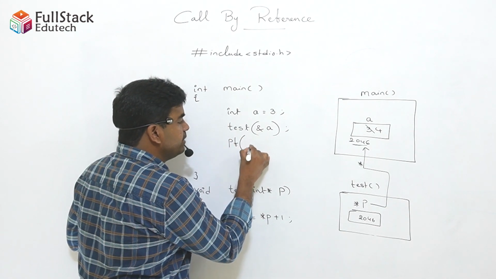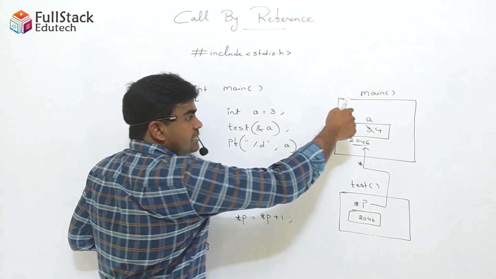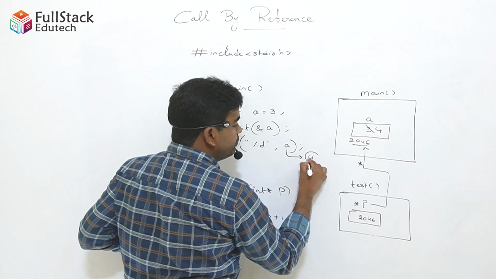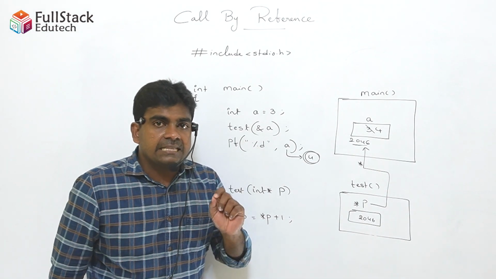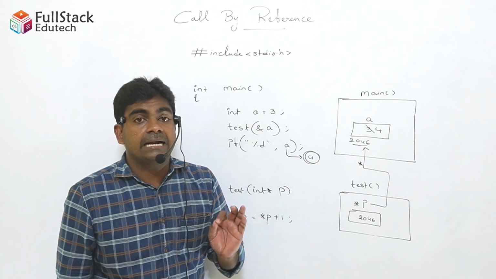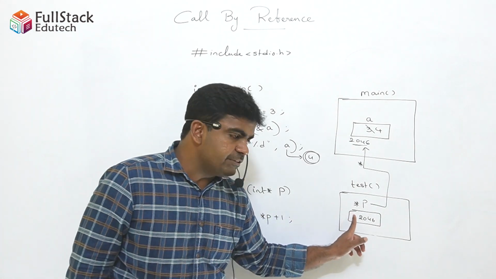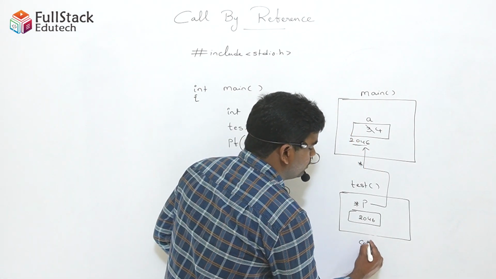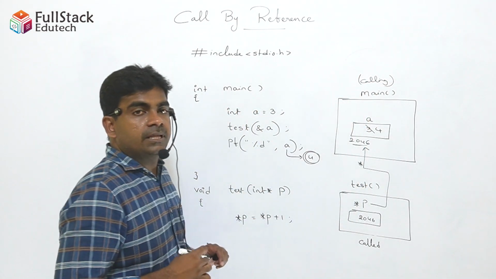Here, whenever you are printing %d of a, what is the value of a? At 2046, the value is 4. So the output will be 4. Call by reference means calling the function by passing the reference. Reference means what? Address we are passing. So what is the purpose? Whenever you are doing any modifications here, it automatically affects here. That is, if you modify in the called function, it will affect the calling function. This is call by reference.